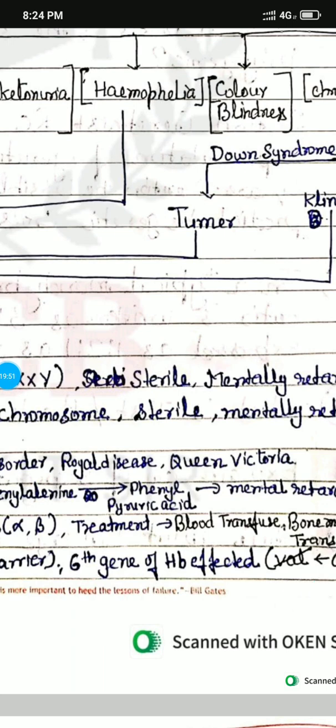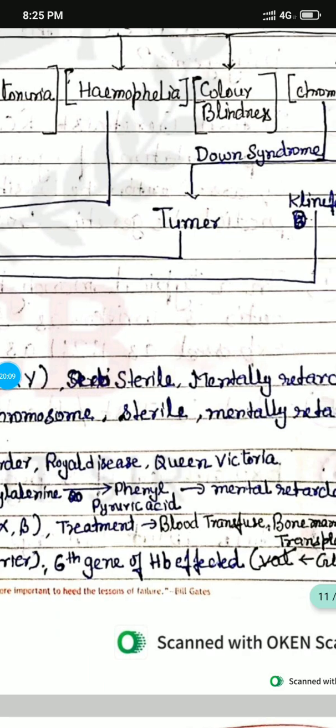Now the next one is color blindness. You see there are different types of blindness that may occur. Somehow the person is not able to see color vision. It is also a technique which is checked in the army and defense system. Somehow the person cannot differentiate between red and green color. That is color blindness.